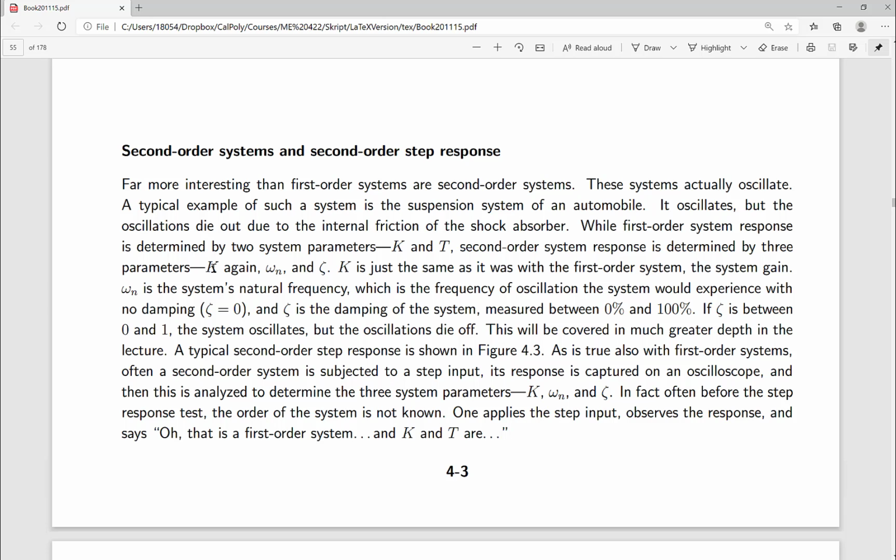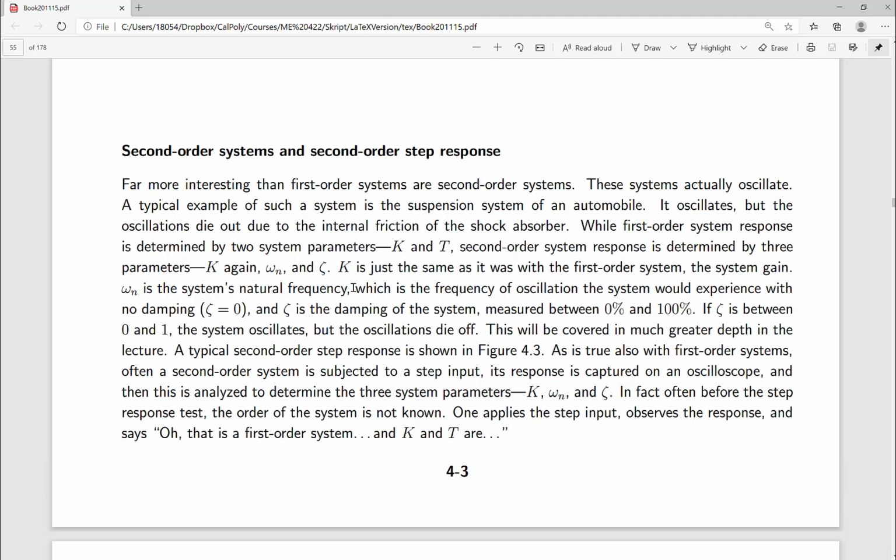And here they are. K, which is that gain. It's the same. Every system, no matter what order it has, will have a K parameter, a gain parameter, which says how much it's going to move relative to the size of the input that's put into it. Omega n is the natural frequency of the system, if it oscillates, and then zeta is the damping ratio of the system. We'll talk about all of these, but the important point is that a second order system has three performance parameters that govern it.